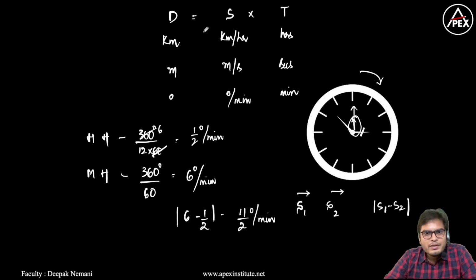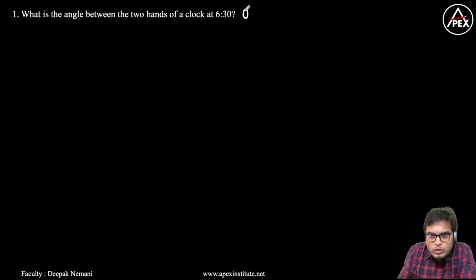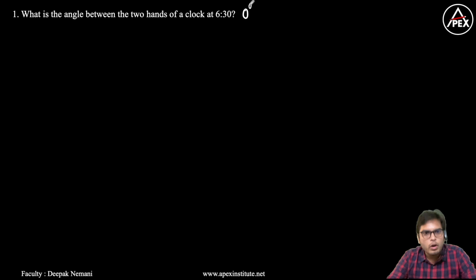Now let's move ahead and solve different types of questions that can be asked based on clocks. Now coming to the first type: What is the angle between the two hands of the clock at 6:30? So at a given time, you are asked to find the angle between two hands of the clock. Now we are indirectly asked to find the distance between two hands, right? Most of the students answer this question to be 0 degrees, which is wrong, right?